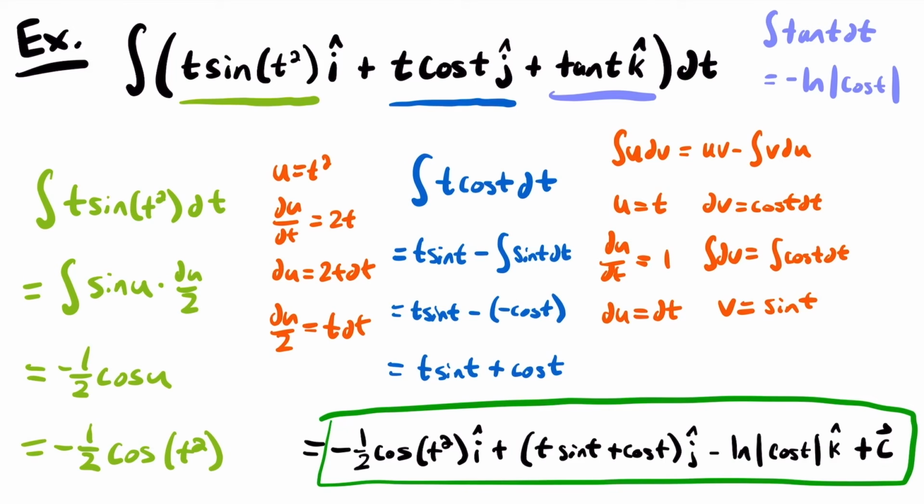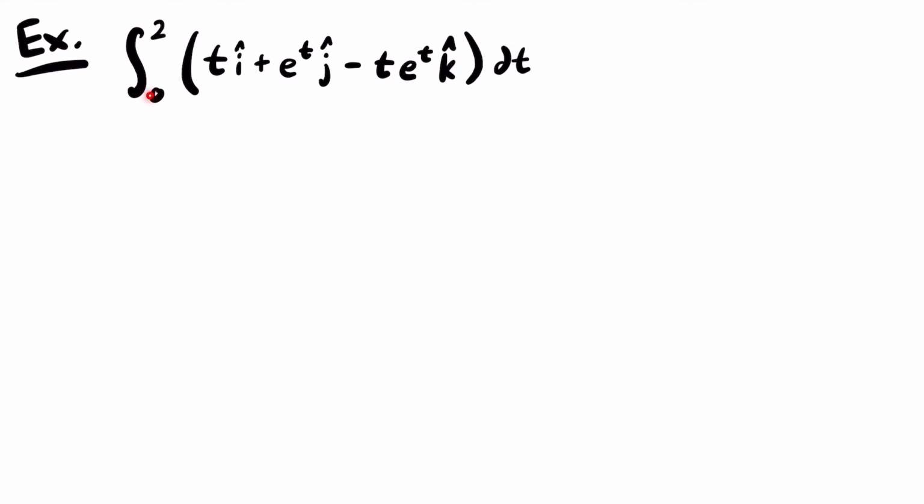Okay, but moving on, let's take a look at a definite integral. Here we have the definite integral from 0 to 2 of this vector function. It has components of t, e to the power of t, and negative t times e to the power of t. Since this is a definite integral, I am going to split up the work here and then piece it back together. I'm going to integrate each of these components individually and evaluate them from 0 to 2, and then we will combine our results at the end.